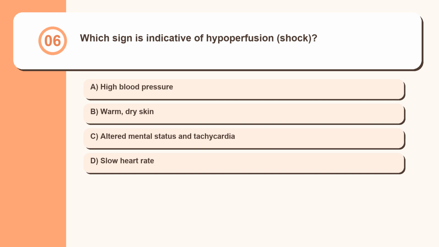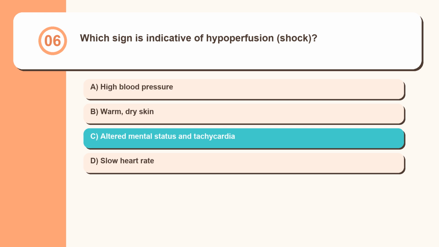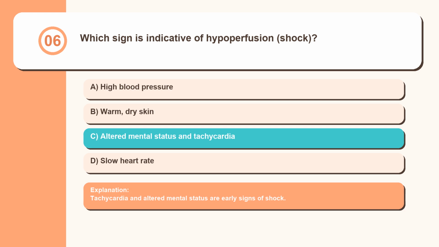Question 6. Which sign is indicative of hypoperfusion, shock: high blood pressure, warm, dry skin, altered mental status and tachycardia, slow heart rate? Tachycardia and altered mental status are early signs of shock.